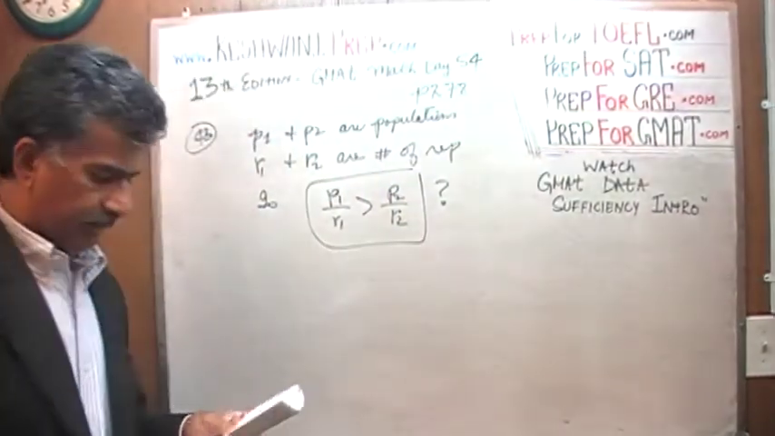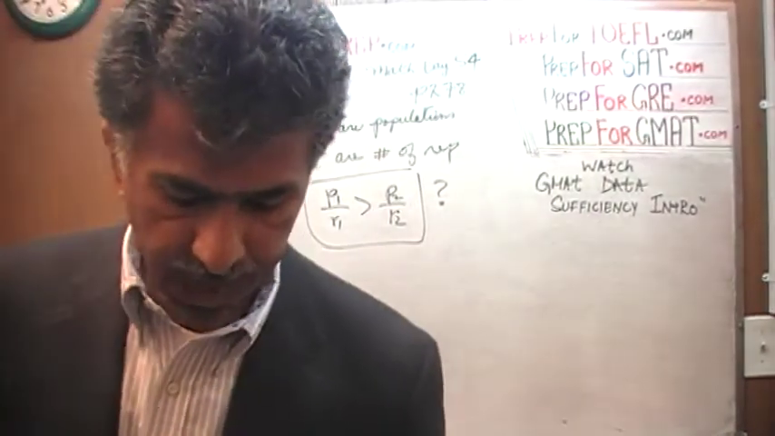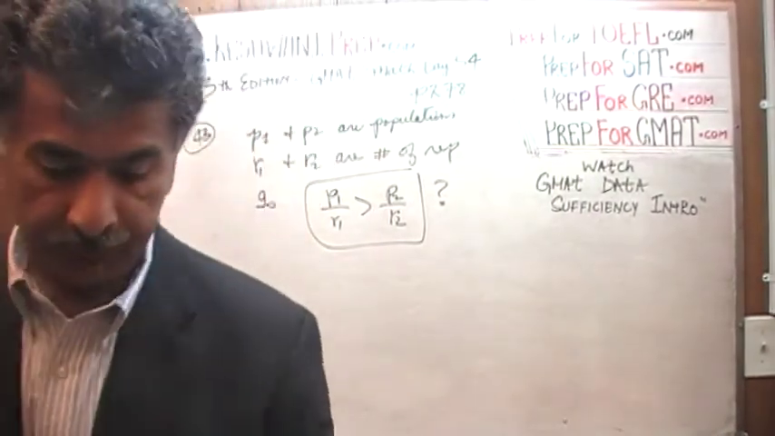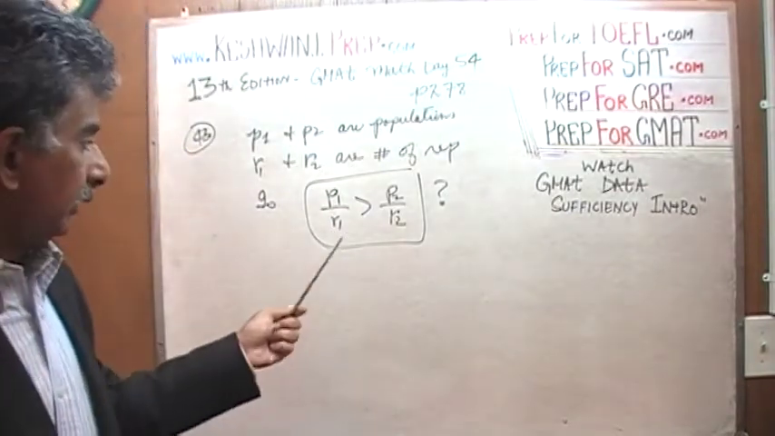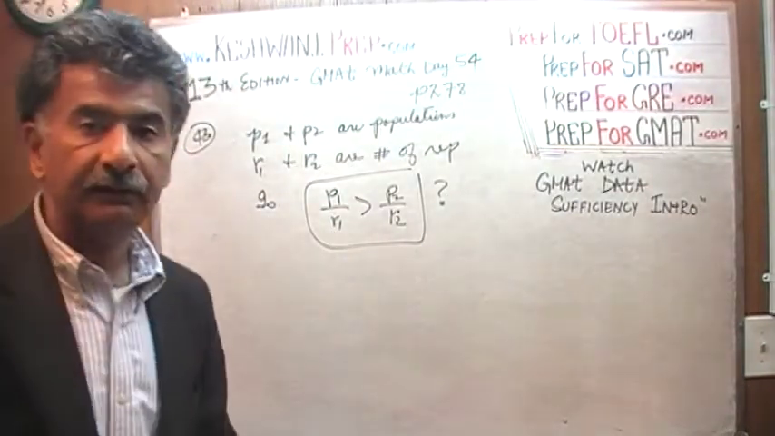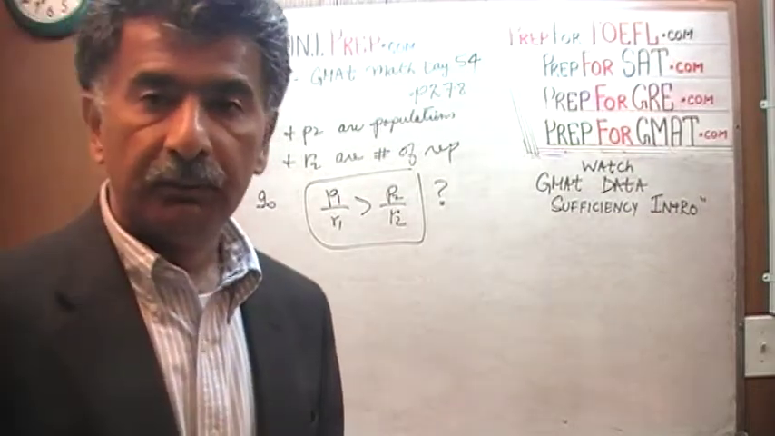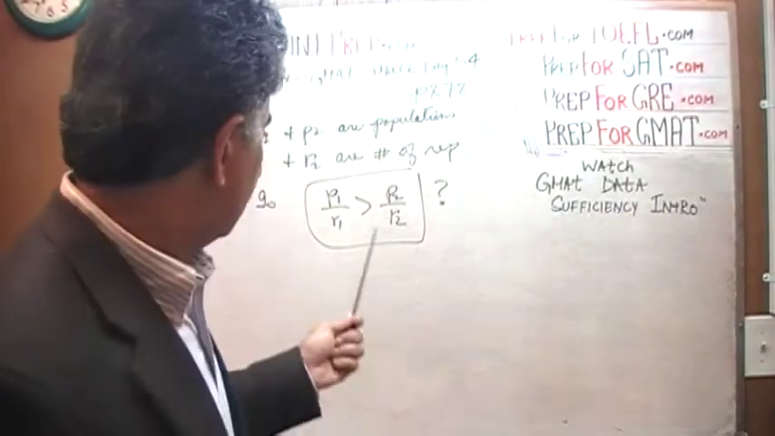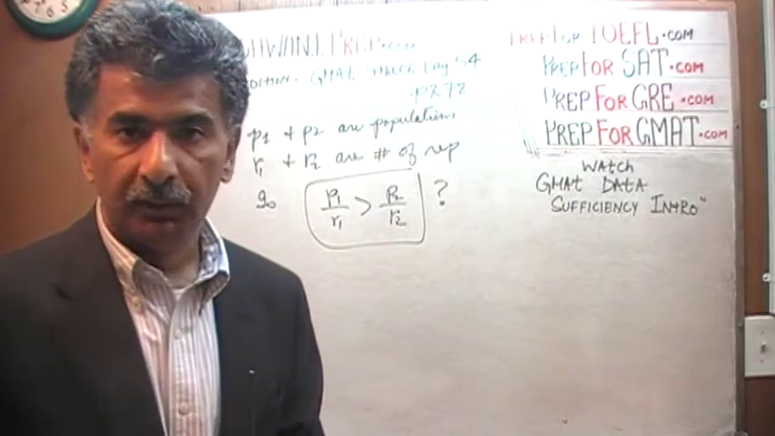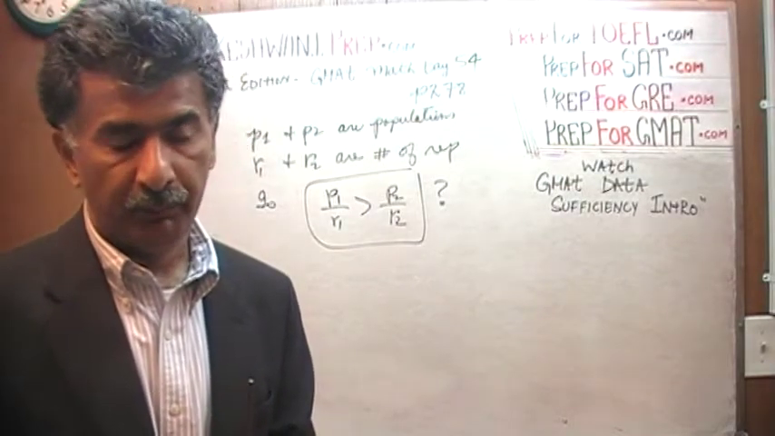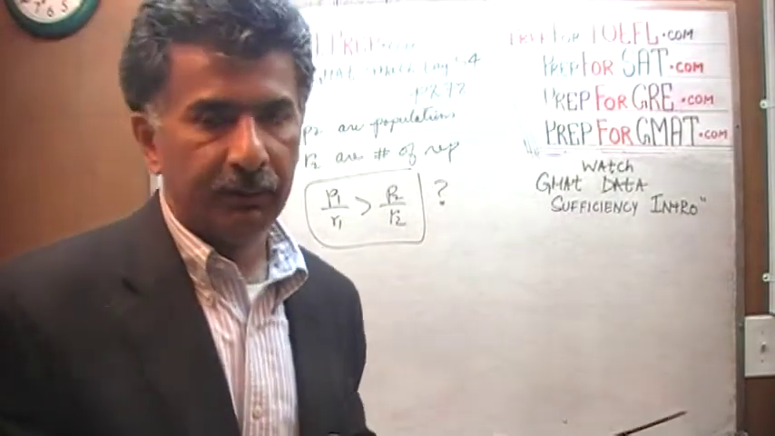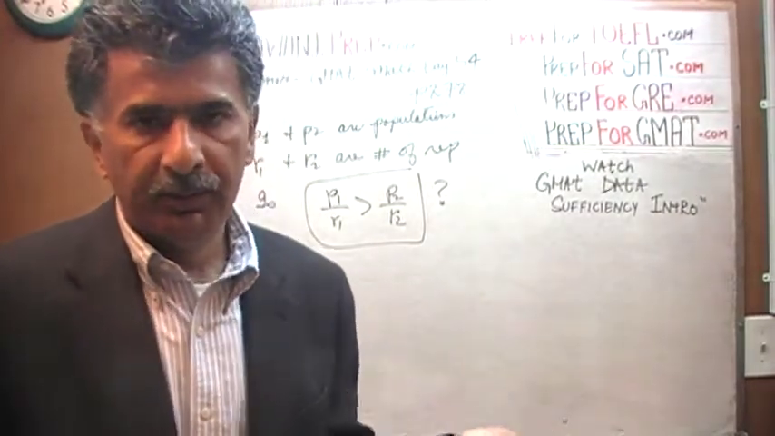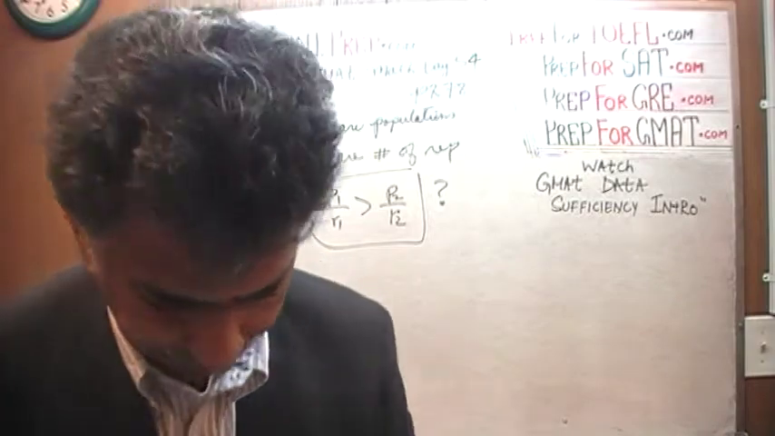In other words, they're asking us, is the number of representatives per 1,000 population for town 1 greater than or smaller than town 2? Because it doesn't matter to us whether the ratio turns out to be greater than or less than. We just have to be able to tell one way or the other, yes or no. So let's find out.